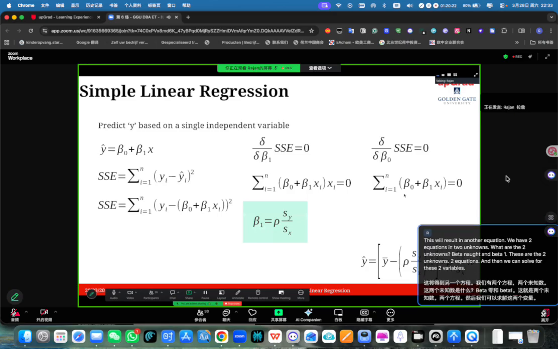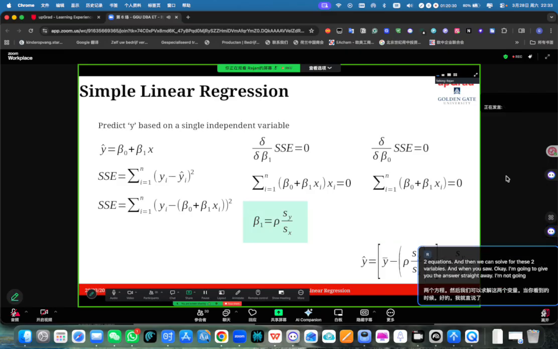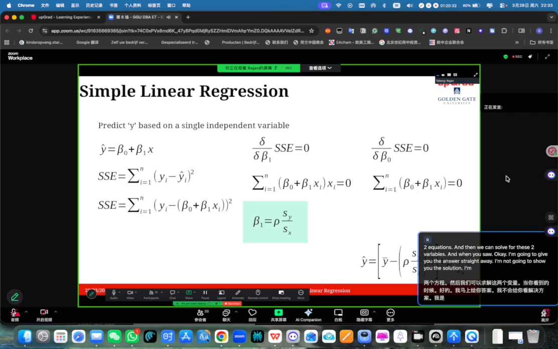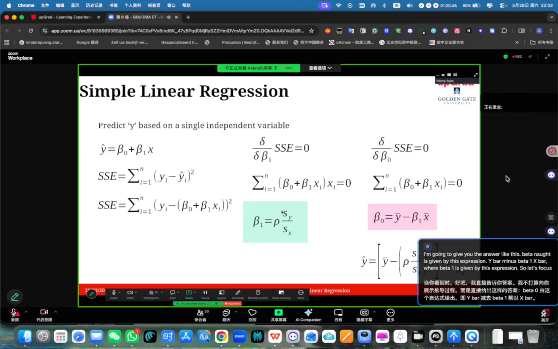And when you solve, okay, I'm going to give you the answer straight away. I'm not going to show you the solution. I'm going to give you the answer like this. Beta naught is given by this expression, y bar minus beta 1 x bar, where beta 1 is given by this expression. So let's focus on beta 1 first.